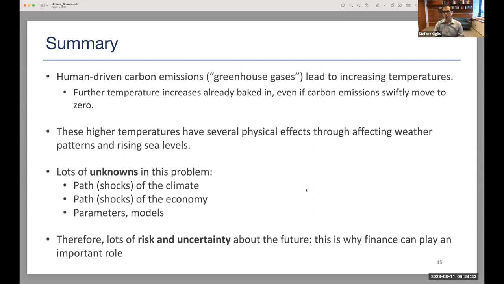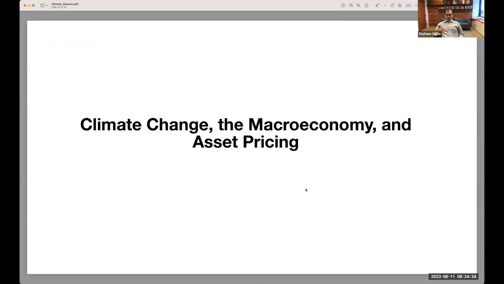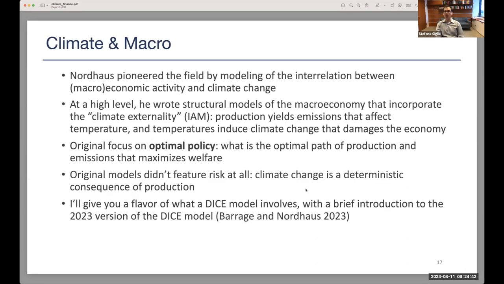Okay. So let's go to the economics of all this. I'm going to start with thinking about climate change, the macroeconomy, and asset pricing. And I'm going to start without any finance. Just to give you a bit of the history, this field of macro and climate was pioneered by Nordhaus, who started in the 90s writing these so-called integrated assessment models, which integrate both the climate and the macroeconomy.